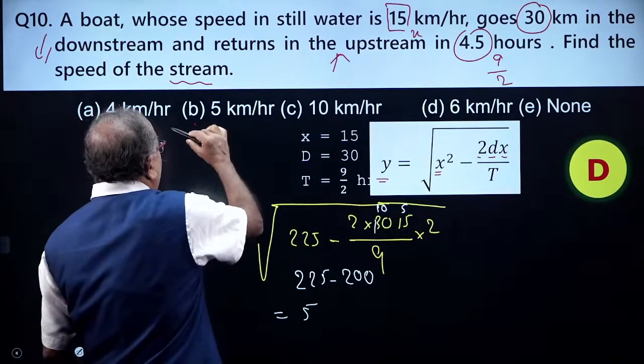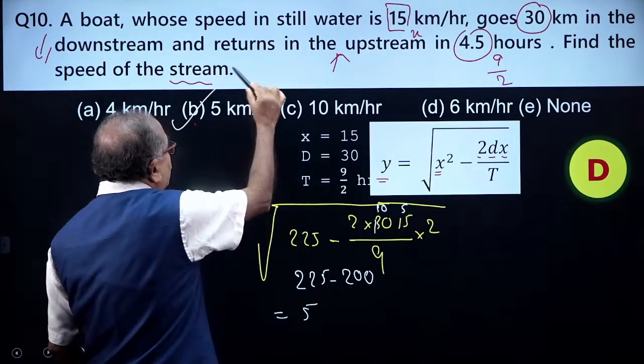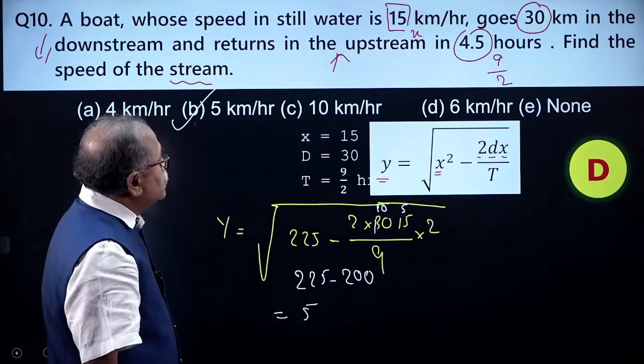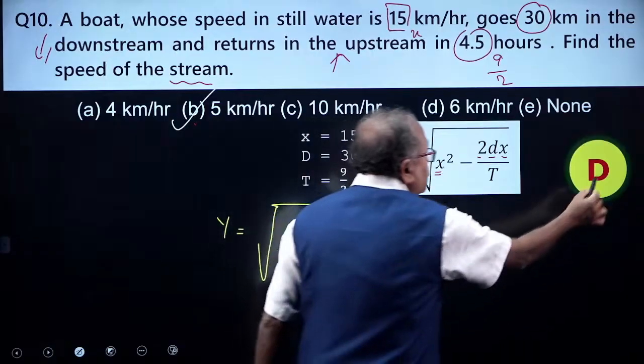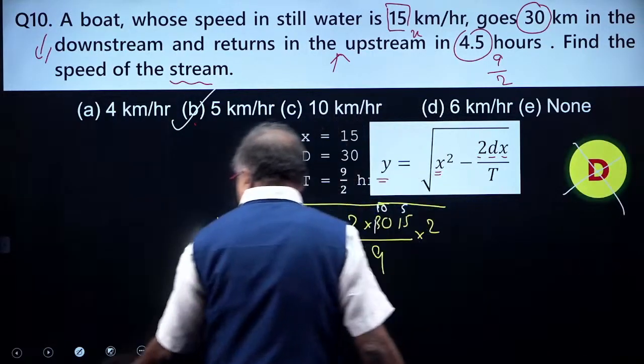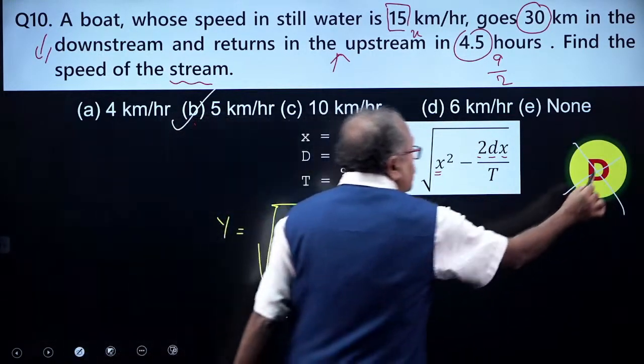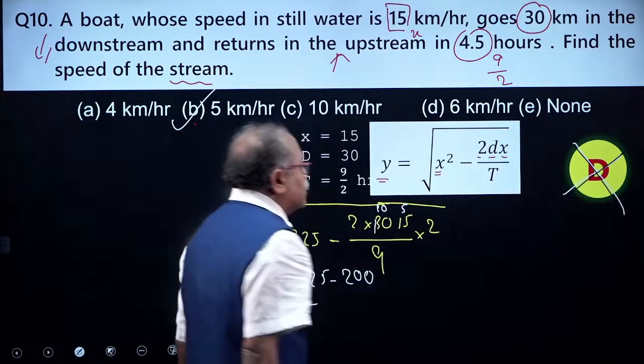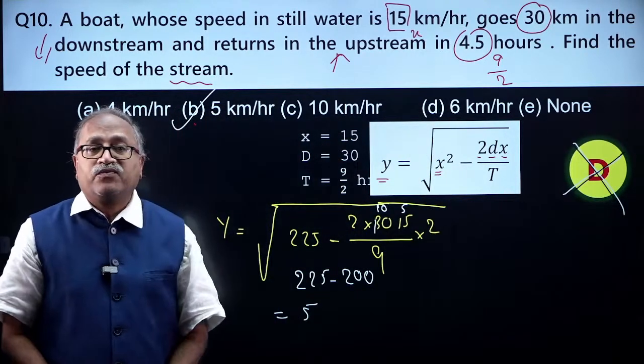So, what Aman has said is correct. By mistake I made D the answer. So, it was wrong. I am sorry for this, but what Aman has said, 5, is correct.